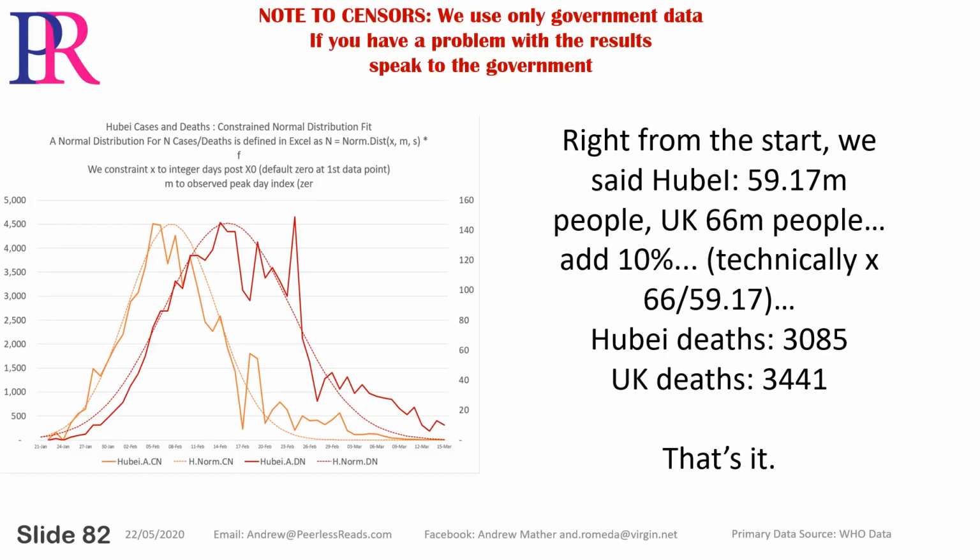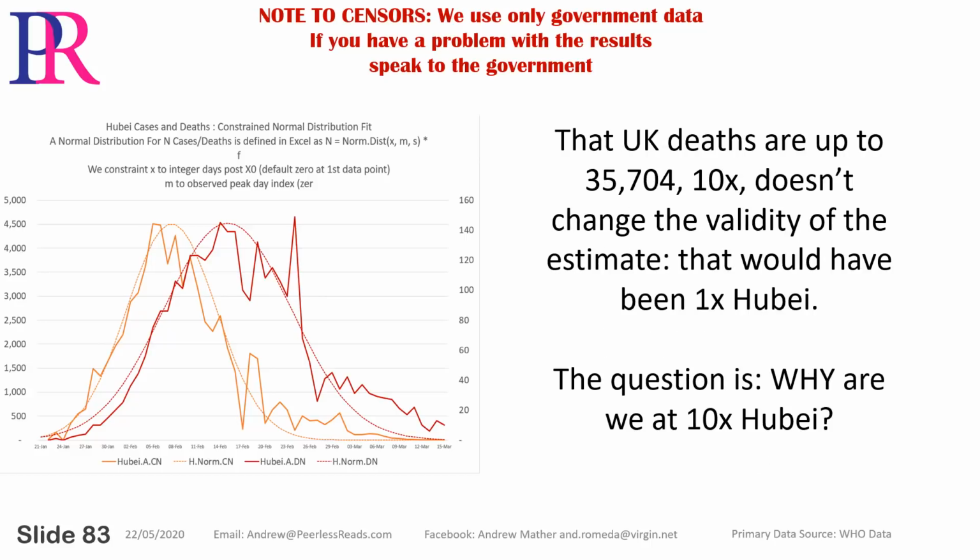Right from the start we said Hubei, 59.17 million people, UK 66 million people, add 10%, technically multiply by 66 over 59.17. Hubei deaths 3085, UK deaths 3441. That's it. That UK deaths are up to 35,704, 10 times, doesn't change the validity of the estimate. That would have been 1 times Hubei. The question is, why are we at 10 times Hubei?